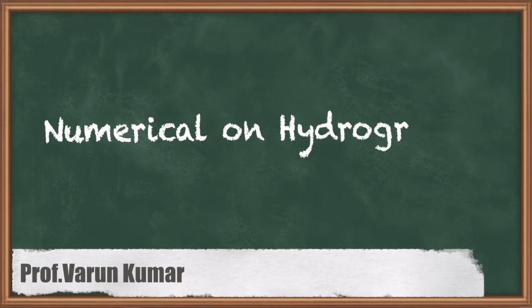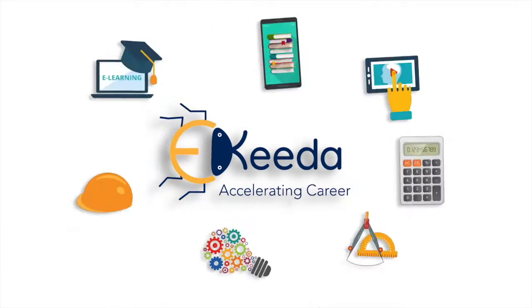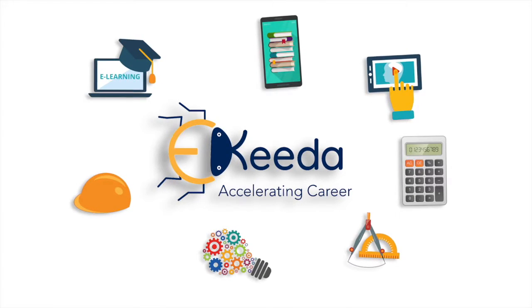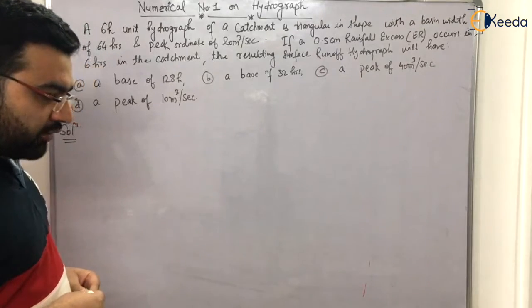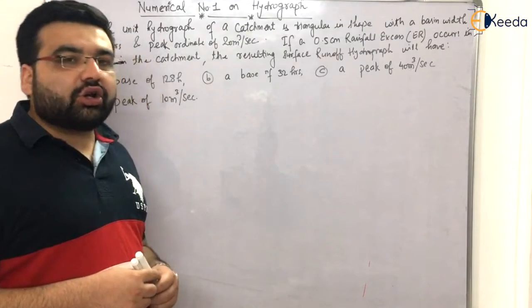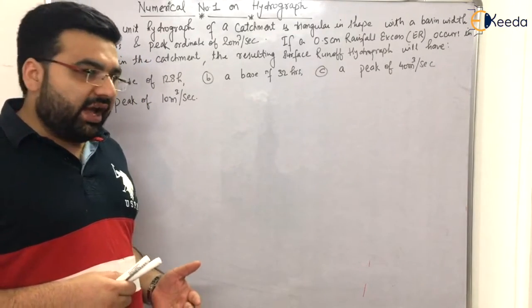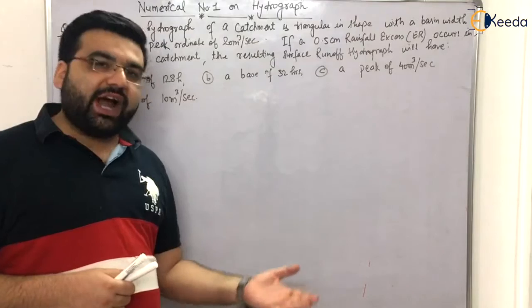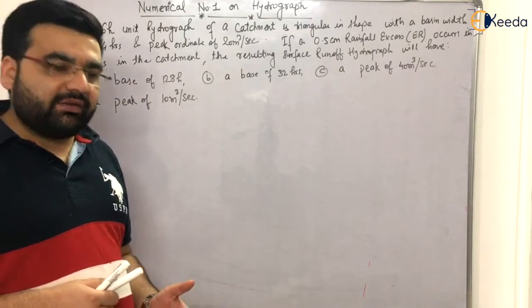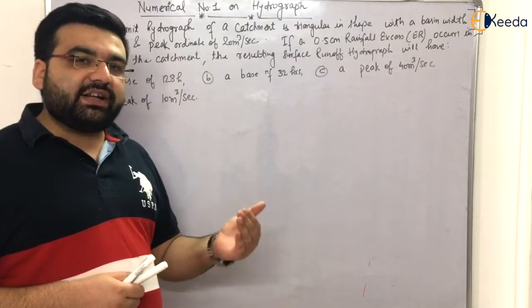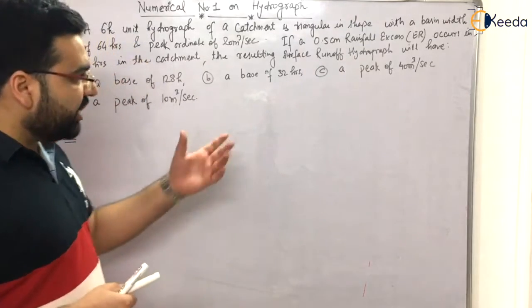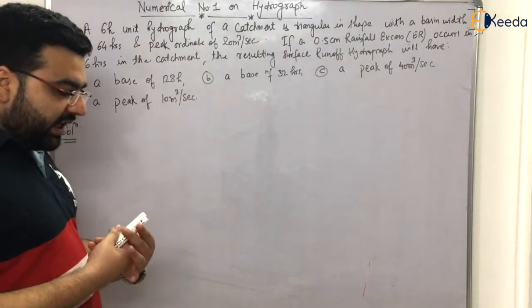Subject: hydrology. Chapter: hydrograph analysis. Topic: numerical number 1 on hydrograph. So now students, after understanding the concepts of unit hydrograph and normal hydrograph, flood hydrograph, the direct runoff hydrograph, the concept of ERH, effective rainfall hydrograph, right? Now it's time to solve a numerical based on the hydrograph, right?